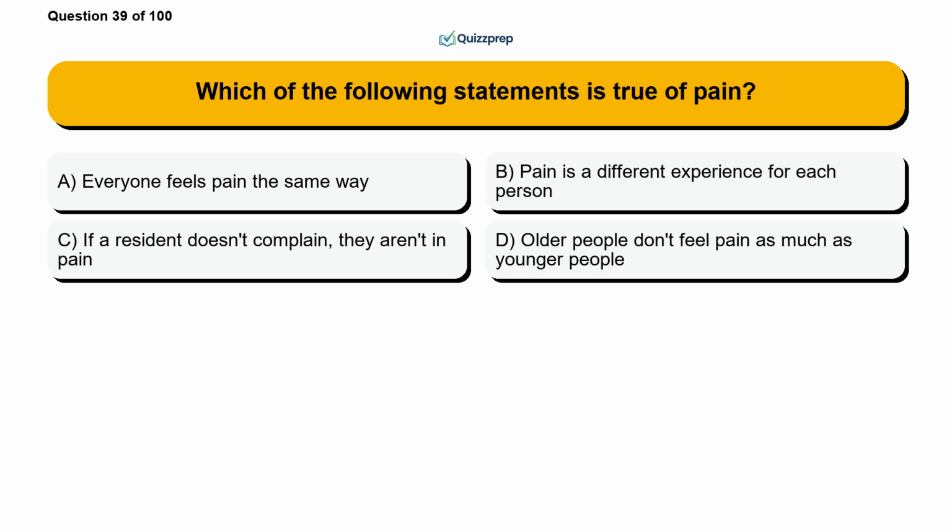Question 39. Which of the following statements is true of pain? Option A, everyone feels pain the same way. Option B, pain is a different experience for each person. Option C, if a resident doesn't complain, they aren't in pain. Option D, older people don't feel pain as much as younger people.